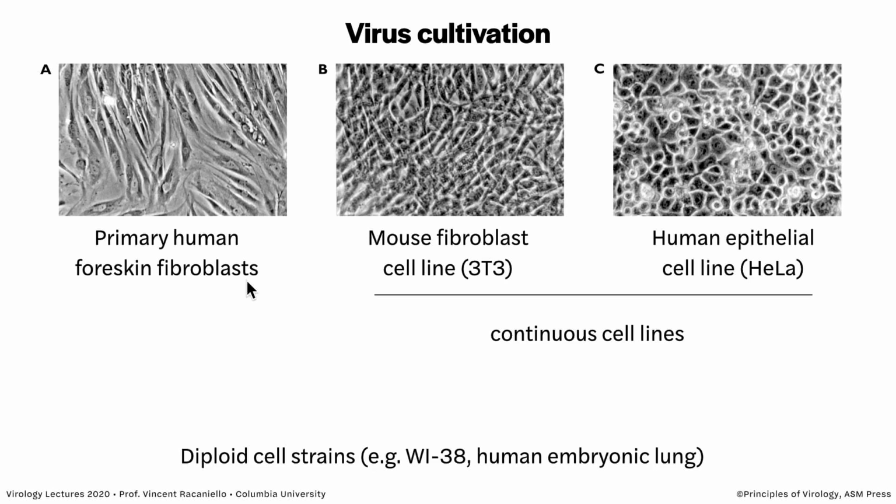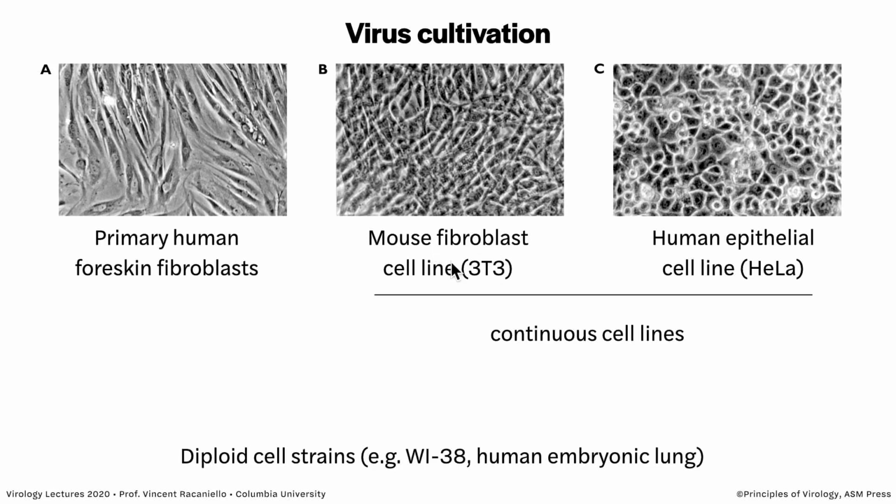You mince them up and you trypsinize them to make single cells, and the cells will attach to a plastic monolayer. You feed them with medium, and they will grow. Not forever, but long enough to do some virus experiments. Then we have cell lines. Cell lines are immortal. They grow forever.